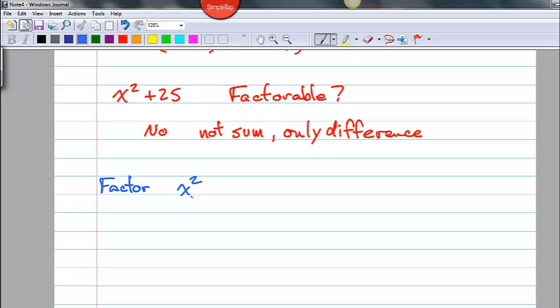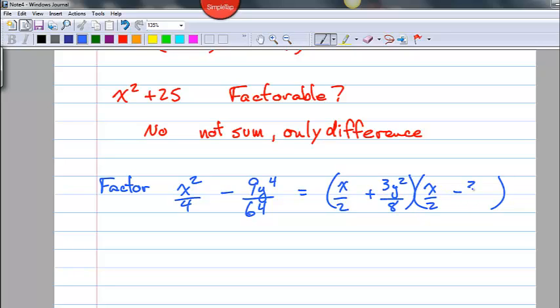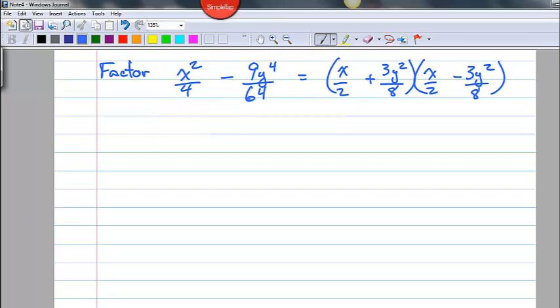The next one here is x squared over 4 minus 9y to the 4th over 64. If we take the square roots of those to get our factors, we get x over 2 plus and minus 3y squared over 8. Same process.